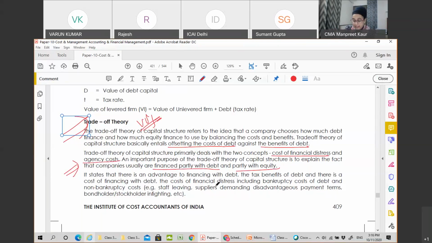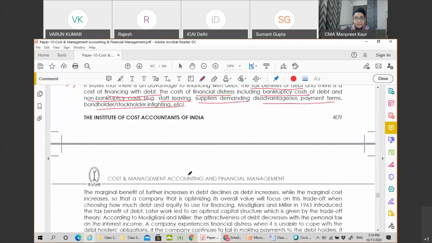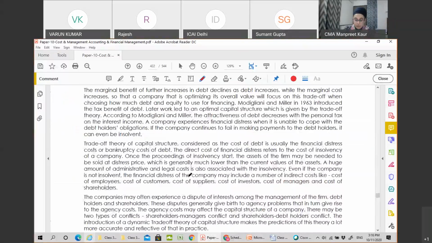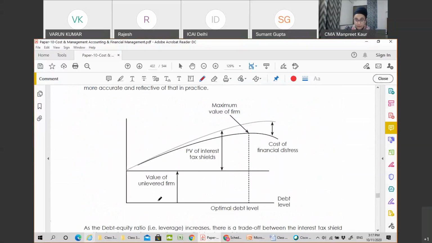Advantage of financing with debt is the tax benefit we get from debt, and cost of financing with the financial distress includes the bankruptcy cost of debt and non-bankruptcy cost of debt, that is staff leaving, suppliers demanding disadvantageous payment terms. We avoid all these. So doing the cost analysis and cost and benefit analysis of both of these is the trade-off theory. So you will read this trade-off theory on your own.